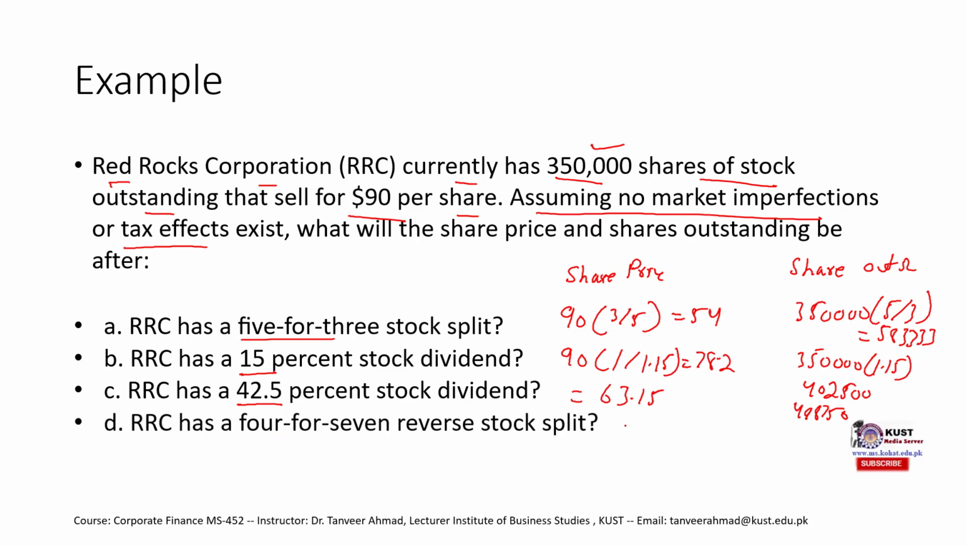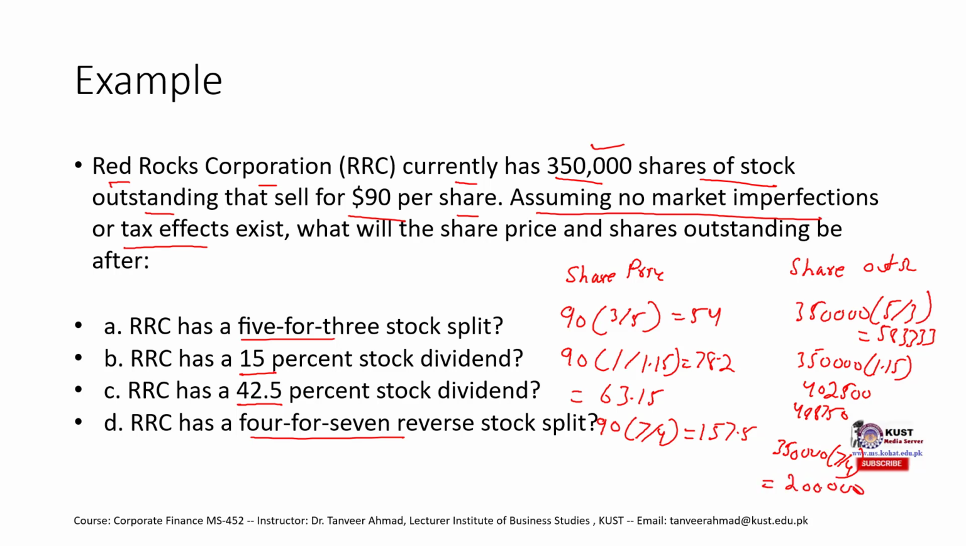Next we have a 4-to-7 reverse split. So instead of stock split, we would have reverse split. The idea is still similar. So previously, if we had 90 price, so this would be reciprocal of this. For share price, we need to take reciprocal. So now remember, in case of reverse stock split, the share price would increase. We would have 157.5, and the number of shares outstanding would decrease. So if previously we had 350,000 shares, this would be 4 by 7. So we would have 2 lakh shares, right?